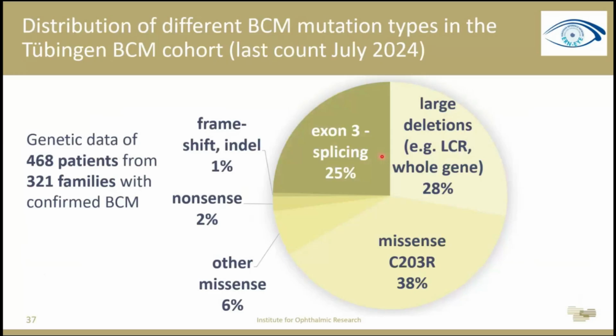Looking at numbers again to almost finish off, within our cohort of around 470 BCM patients that we have ever tested, about 40% carry the missense variant cysteine 203 arginine. The second most common cause are the large deletions with about 30%. Exon 3 haplotypes account for about 25%, and other rare frameshift, nonsense, or missense variants only play a minor role.